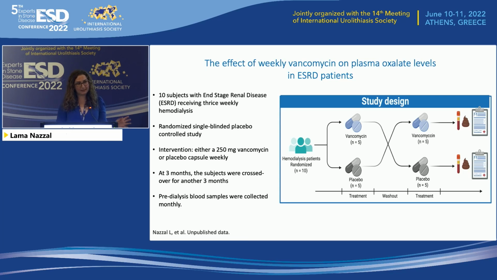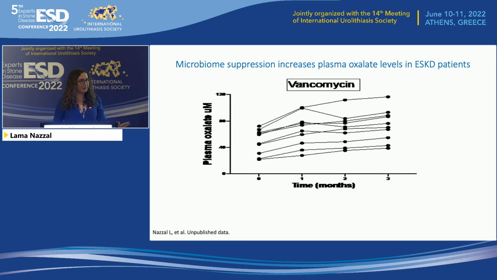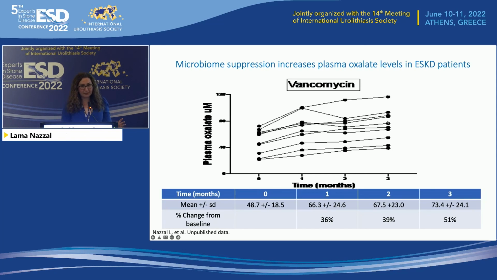We had their blood, they don't make urine, so we don't expect that the urine oxalate would be any different. But we looked at their plasma oxalate level, and we show that in the placebo group, their plasma oxalate level was elevated, but it was stable over time. But when we looked at after their vancomycin intake, we see that all patients had an increase in plasma oxalate level. And the amount of increase at 3 months was 50%. So we think there is a lot of contribution of oxalate degradation to overall oxalate metabolism, at least in humans in ESKD patients.